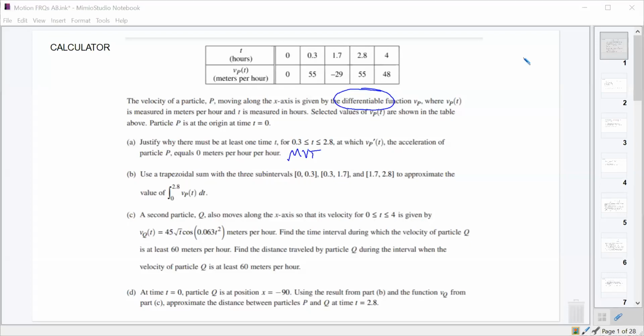So if it's differentiable, it's continuous. But if it's continuous, that doesn't necessarily mean that it is differentiable, right? You still have a corner or a cusp or a vertical tangent line. Okay, so this is saying that it's differentiable. So it's continuous and differentiable on this interval.